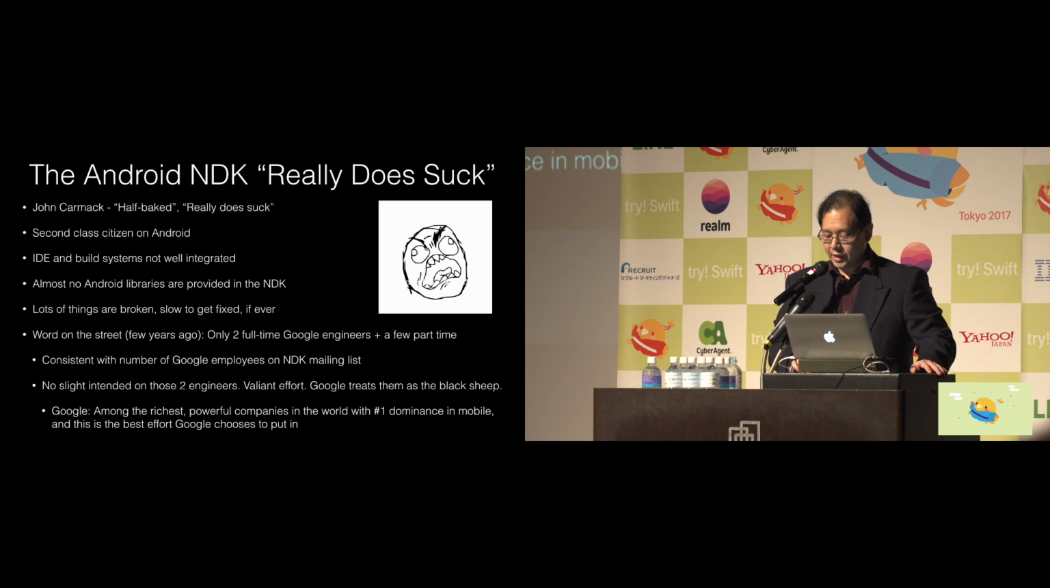Unfortunately, the Android NDK is awful. Legendary game developer John Carmack of Doom and Quake fame called it half-baked and says it really does suck. People like to remind me that Carmack has rarely complained about developer environments, even ones that were notoriously famous for being hard, such as the Sega Saturn. So this is damning. But this quote went viral because every NDK developer knows this pain.